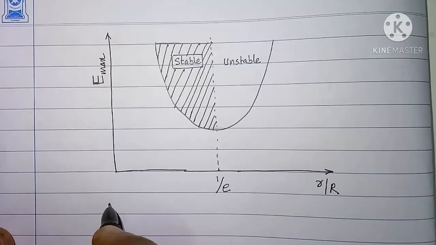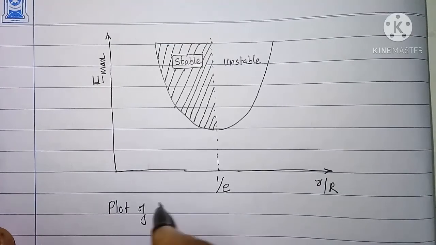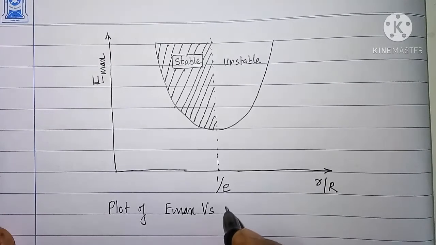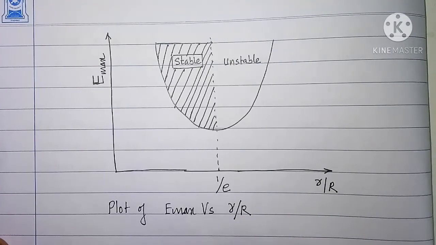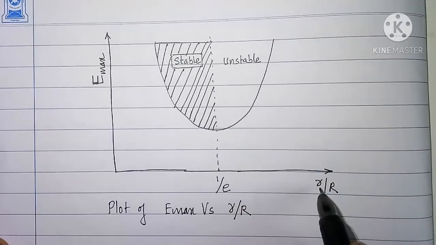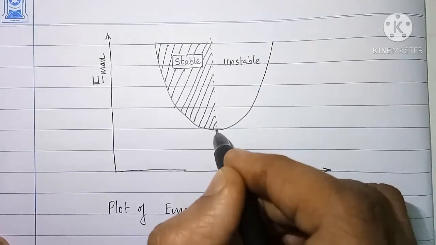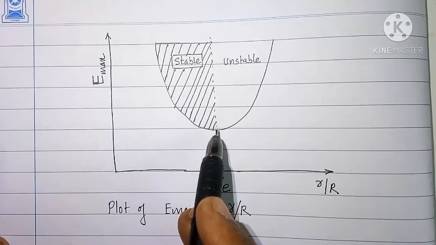Now we will plot Emax versus small r by capital R ratio. Now here is the plot of Emax versus small r to capital R ratio. You can see that when small r to capital R ratio becomes equal to 1 by e, Emax value is minimum.